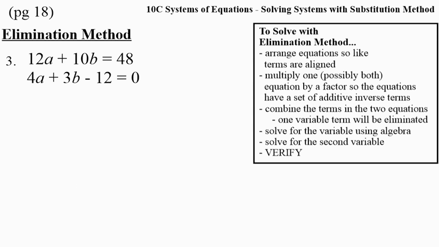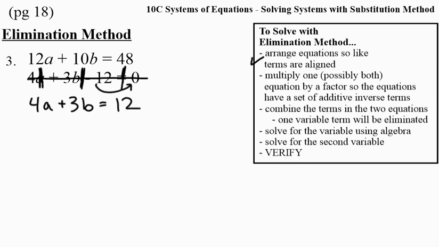Take a look at number 3. So in this case, the first thing, arrange the equation so the terms are lined up. We need to do that. Our a's are nicely lined up, our b's, but I want to take this -12 and move it over to the other side so that everything is lined up nicely. So I would have 4a plus 3b equals +12. Now my a's are lined up, my b's are lined up, and my constants are lined up.